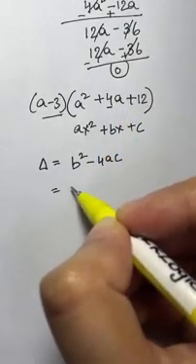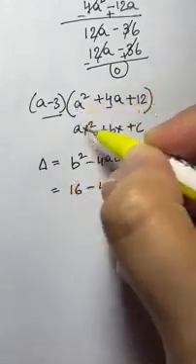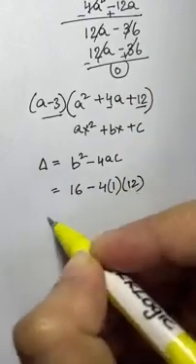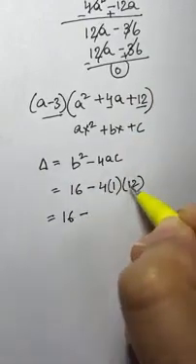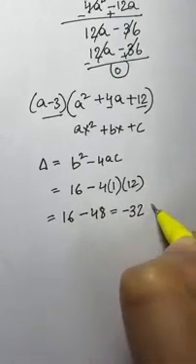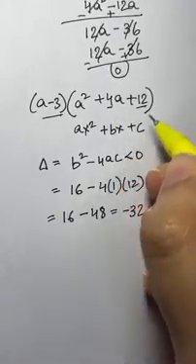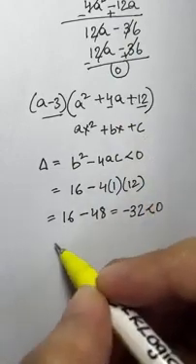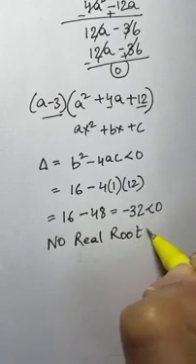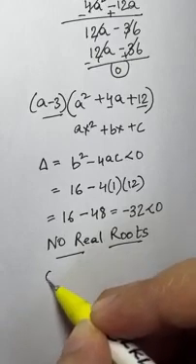So we have 4 squared, that is 16, minus 4 into a, the coefficient of a is 1, and c is 12. So let's write down 16 minus 4 times 12, which is 48, which is equal to negative 32, and it is less than 0. So the discriminant is less than 0 here, so it does not have any real roots. No real roots. It only has complex roots.